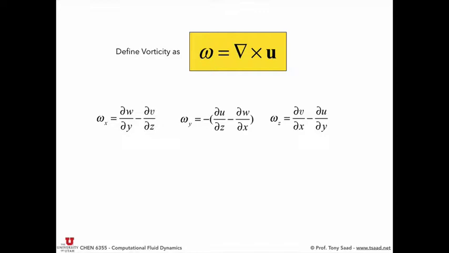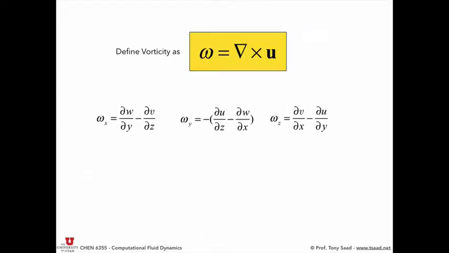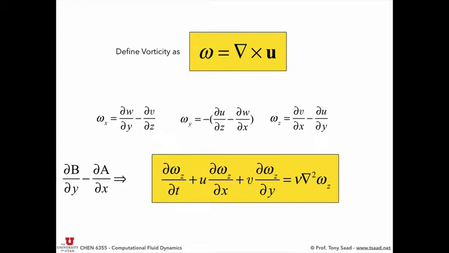So dv by dx minus du by dy is essentially you take the derivative of dB by dx minus dA by dy. Right? That's what you did in your homework. So when you do this operation and you do all the necessary substitutions, you get this really nice equation for the vorticity. This is called the vorticity transport equation, not the vorticity equation.